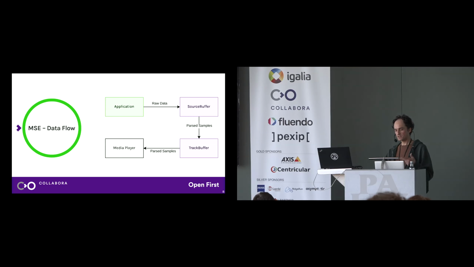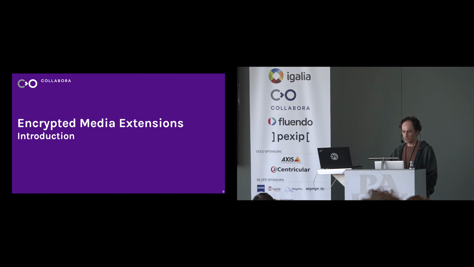And then as the source buffer processes stuff, it's going to create the track buffers as mentioned, and those track buffers are going to be used to actually do the playback. So the media player is going to be fed by all the selected track buffers, and that's going to produce your audio and video output and text as well.